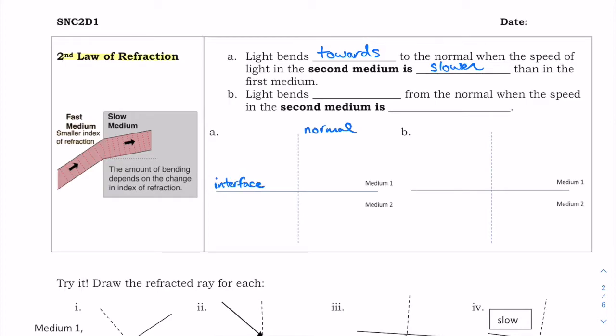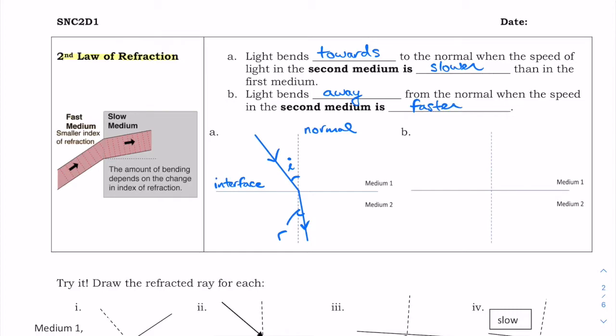Okay, and imagine we have some incident ray of light like so. Here's our angle of incidence. If light travels more slowly in medium 2, then that incident ray of light will bend towards the normal, like so. This was a little exaggerated, but I just want to make the point clear, and that's our angle of refraction. On the other hand, light bends away from the normal when the speed of light in the second medium is faster.